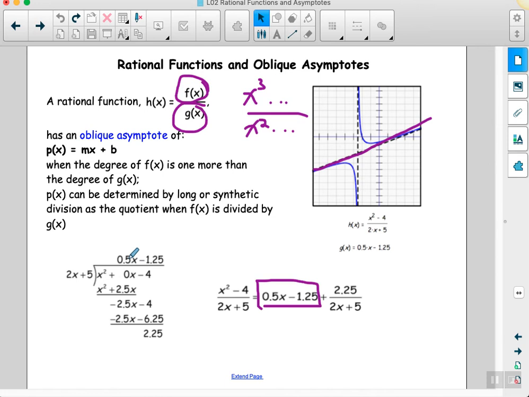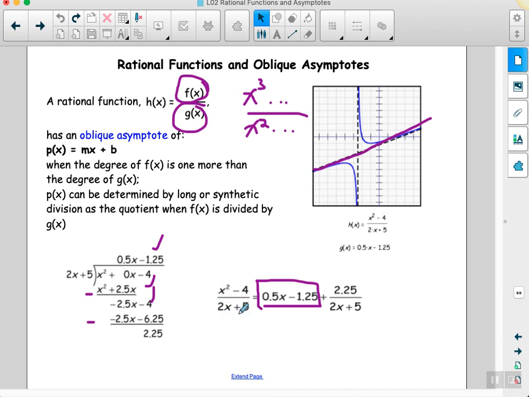5 times a half x is 2.5x. Subtracting gives me negative 2.5x. Bring down the minus 4. I'm now going to need to multiply 2x by negative 1.25 to get negative 2.5x. So that times that is negative 2.5x. And that times that is negative 6.25, and again we're subtracting, so there's 0 here, and that take away that is positive 2.25x.